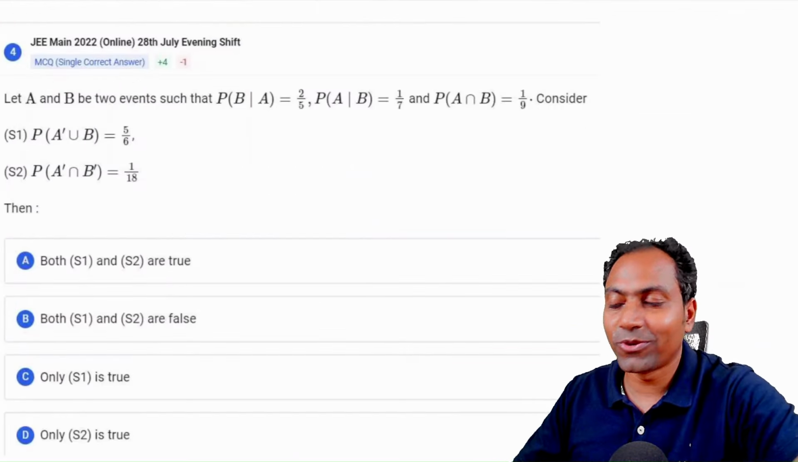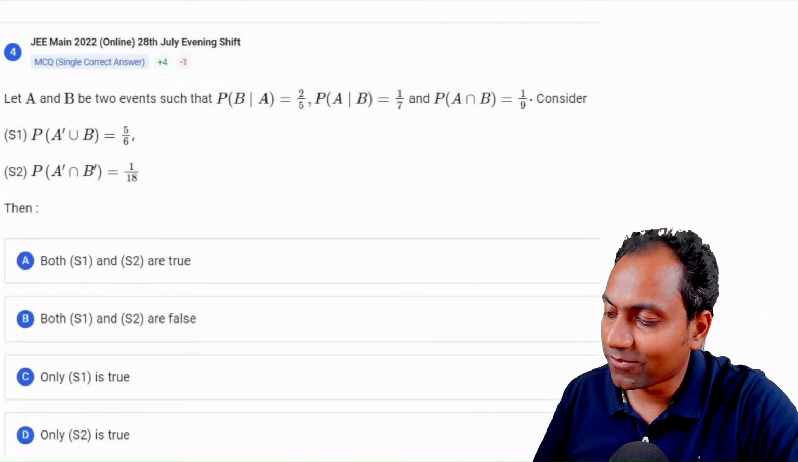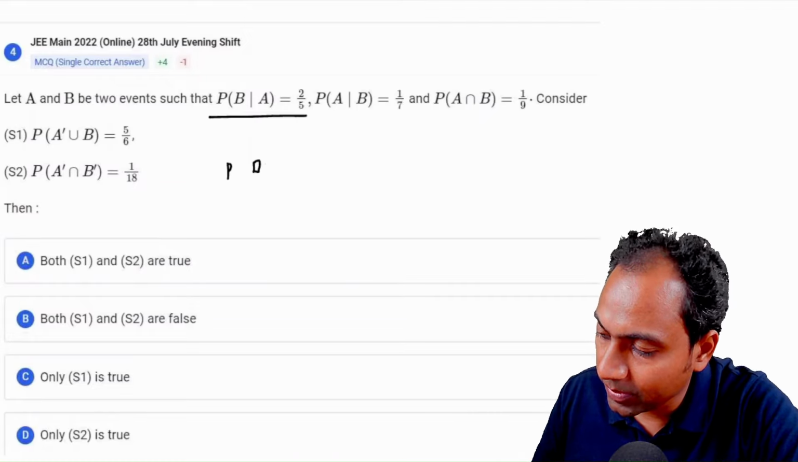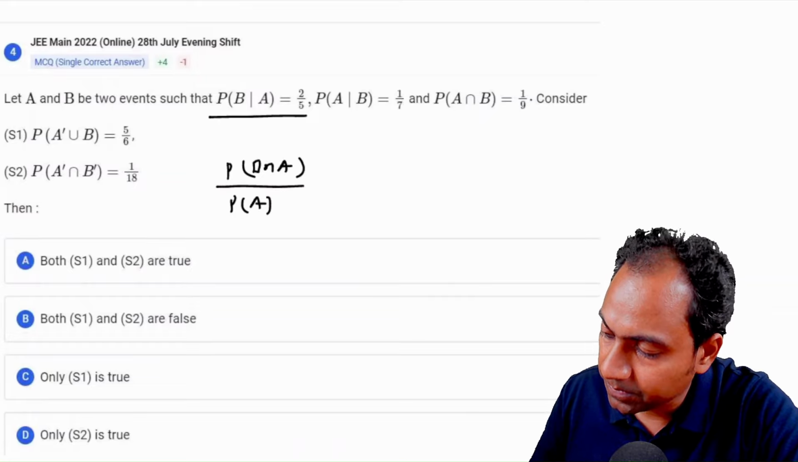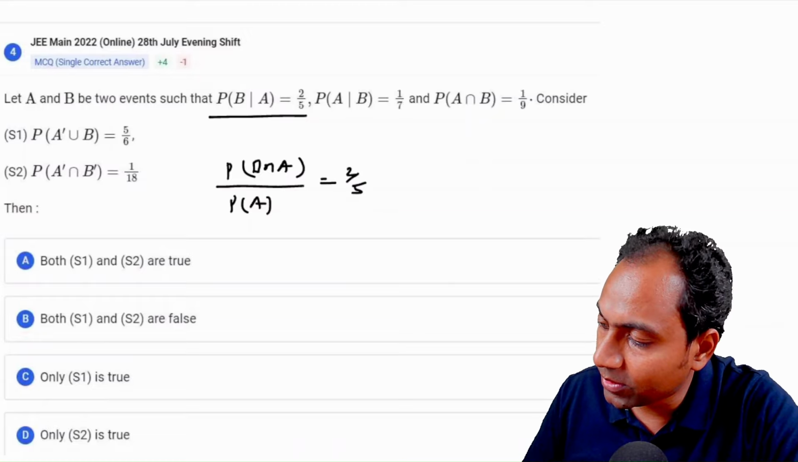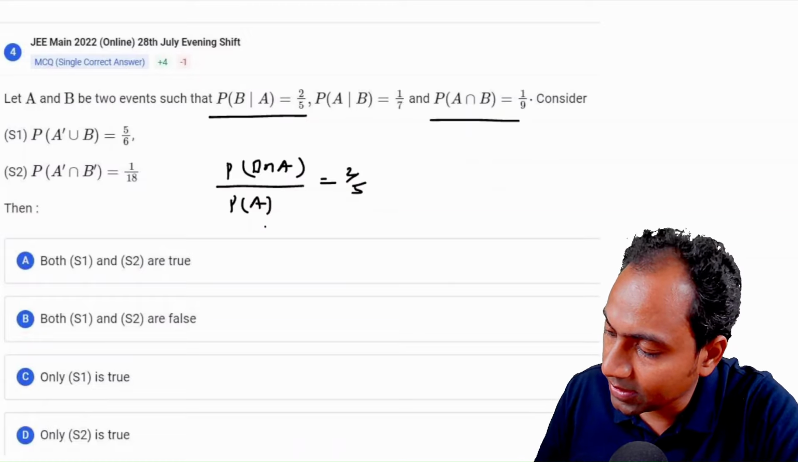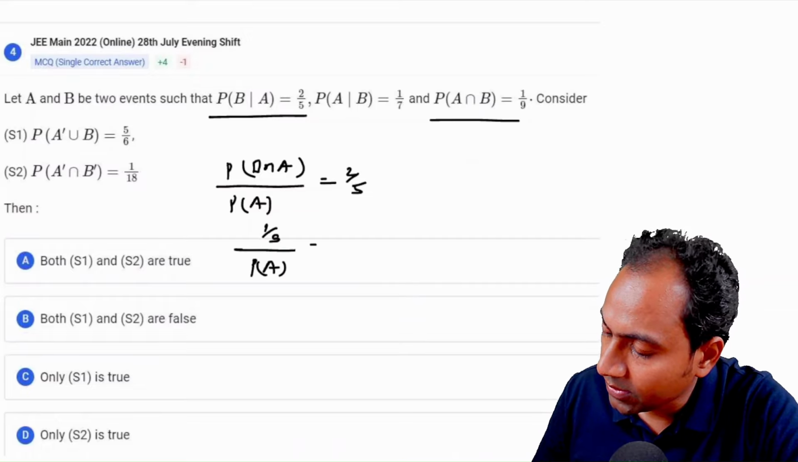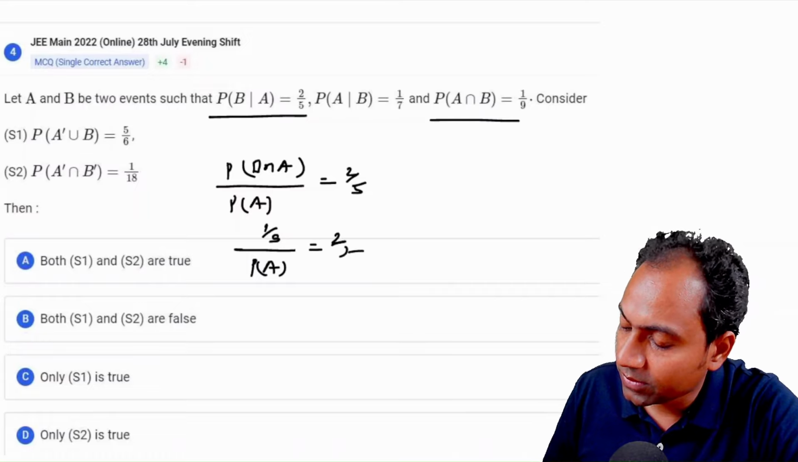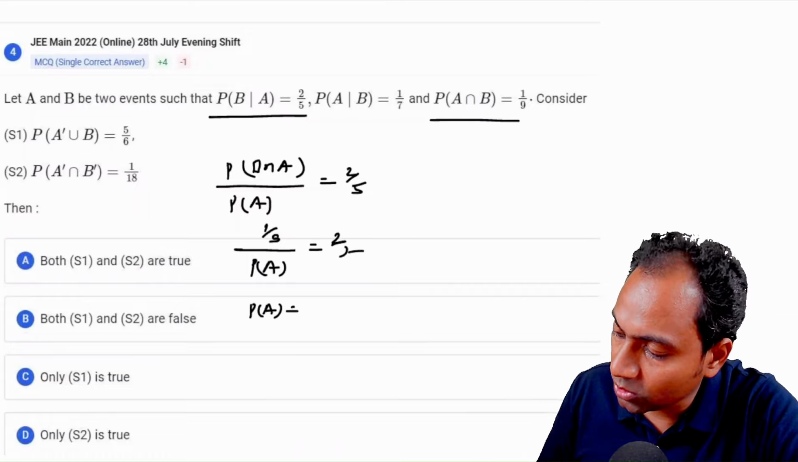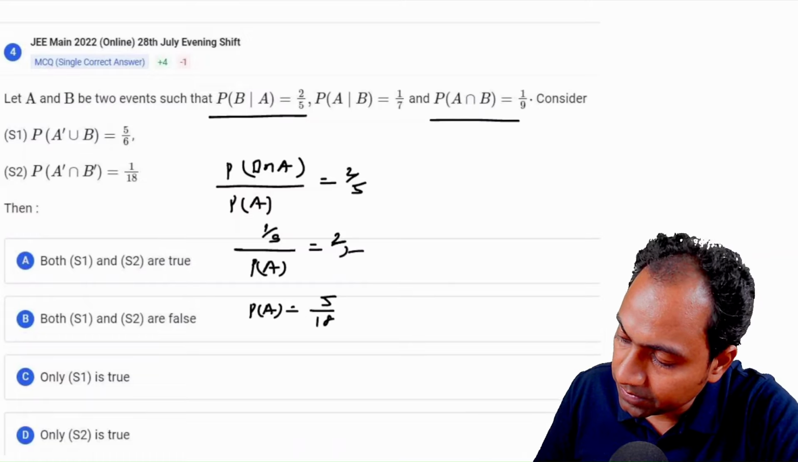Again, this 2022 question is a very simple question based on direct formula application. So if we find probability of B by A, it can be written as probability of B intersection A by probability of A. And this is given as 2 by 5. If I put the value of probability of A intersection B, it is 1 by 9 by P of A will be nothing but 2 by 5. So the value of P of A comes out to be nothing but 5 by 80.